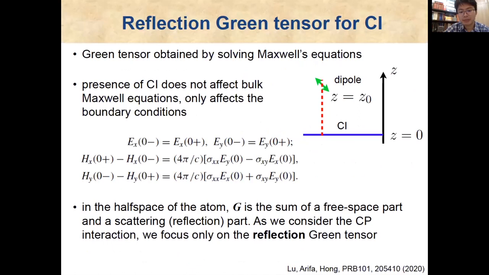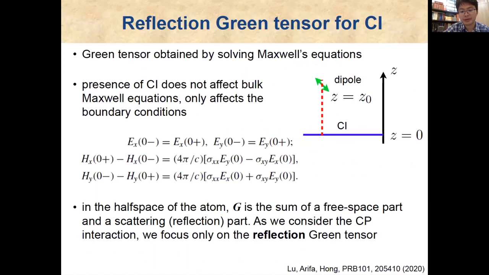So because the Casimir-Polder energy shift involves the Green tensor, we have to derive the Green tensor for this case, which is involving a single Chern insulator. And we can do that by solving Maxwell's equations. The presence of the Chern insulator does not affect the bulk Maxwell equations. It only affects the boundary conditions. And here are the boundary conditions.